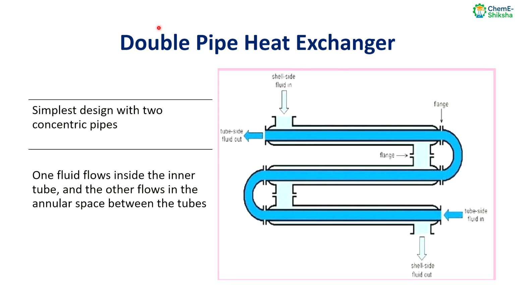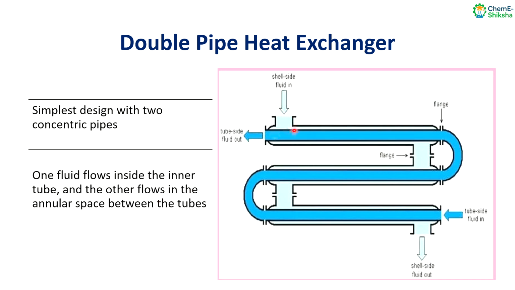Okay, now let's see about the double pipe heat exchanger. This is the diagram of a double pipe heat exchanger. This is the inlet pipe, this is the outlet pipe. We have two pipes, that's why it is called a double pipe. This is the simplest design possible for a heat exchanger, with two concentric pipes. One fluid flows inside the inner tube, and the other flows in the annular space between the two tubes.